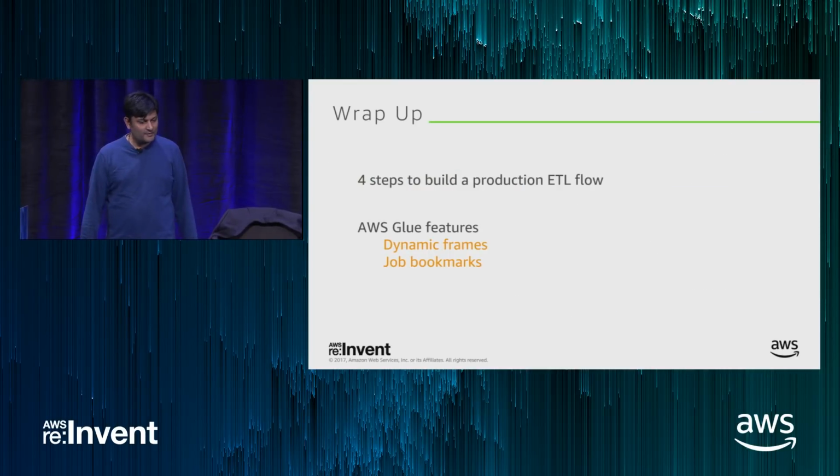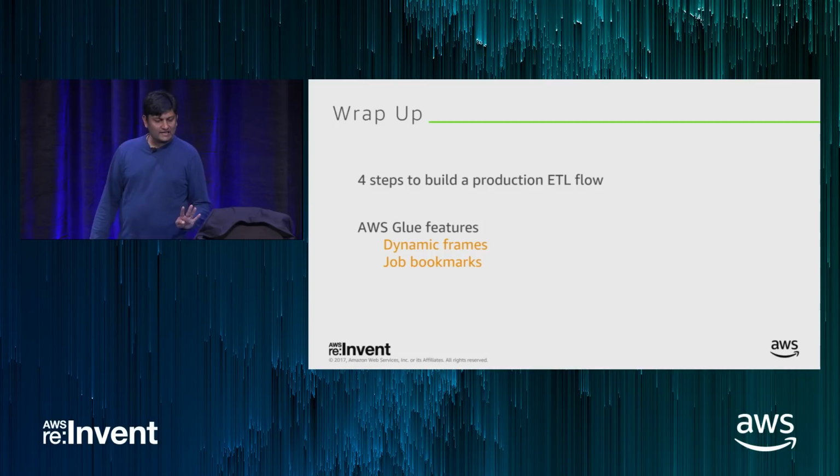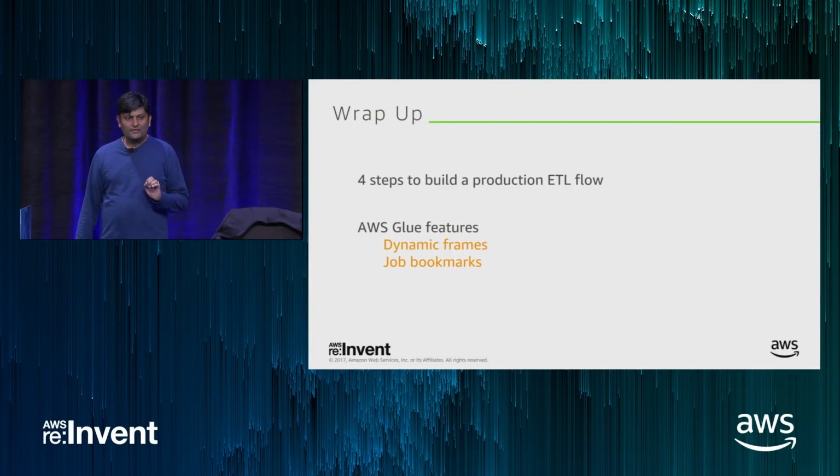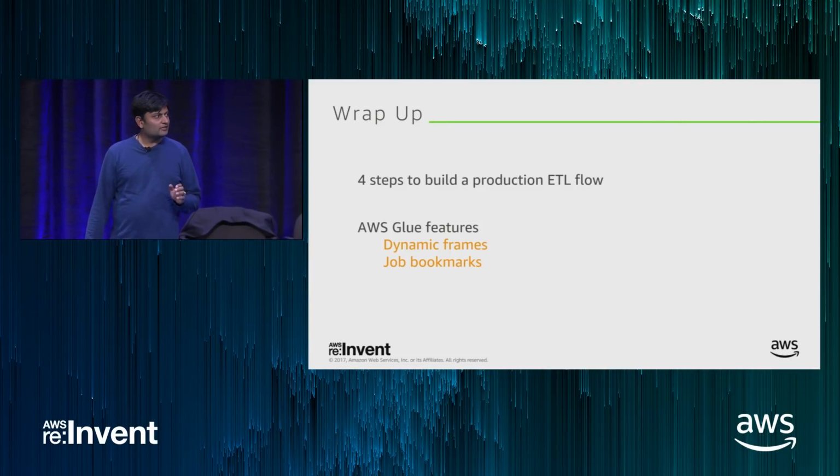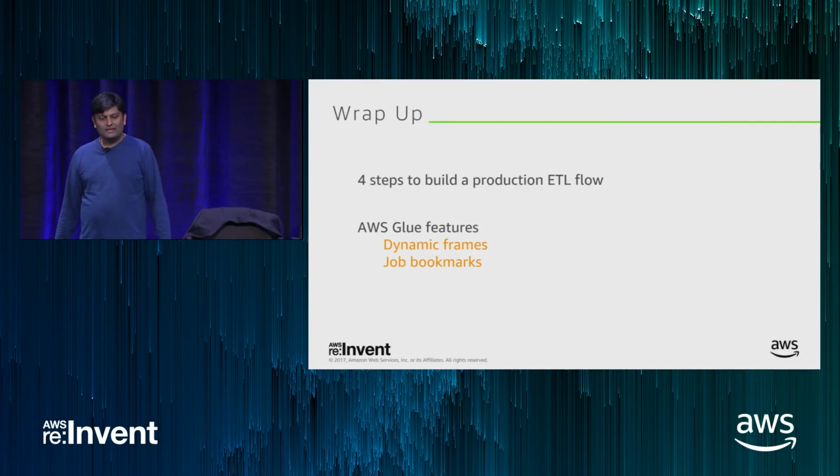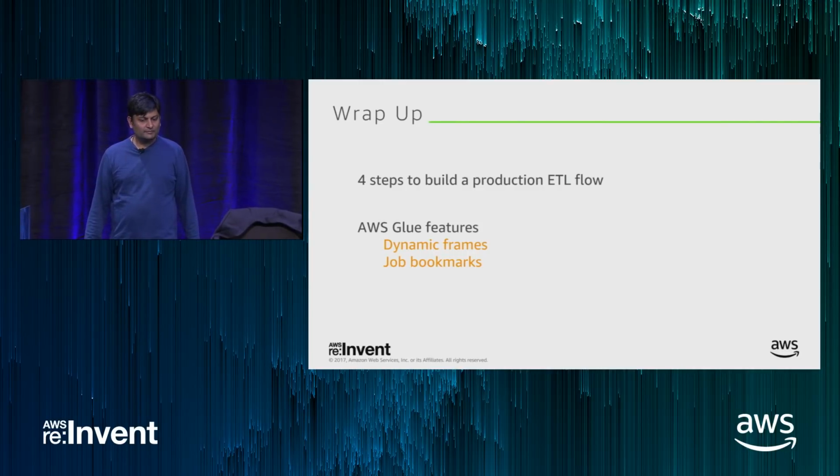All right, so I'm going to wrap it up now. I've shown you the 4 easy steps that you need to build a production ETL flow. I've described dynamic frames and job bookmarks and how they work. And hopefully, with this knowledge, you can go and actually build your own scripts now and get going with Glue.